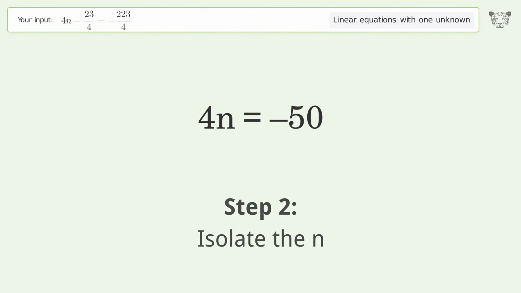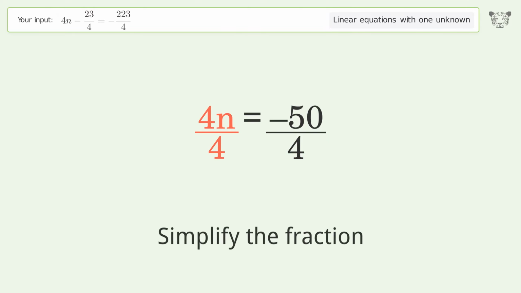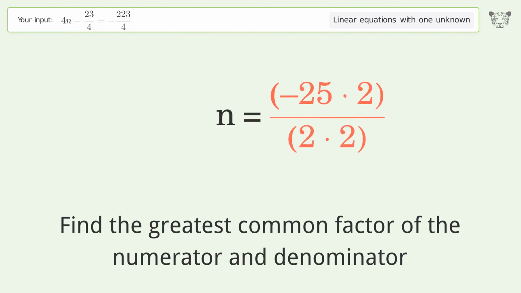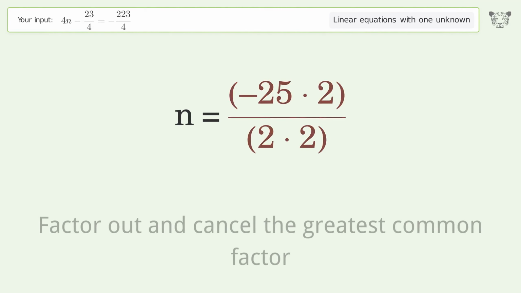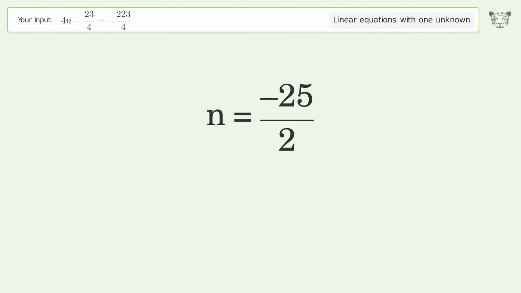Isolate the n. Divide both sides by 4. Simplify the fraction. Find the greatest common factor of the numerator and denominator. Factor out and cancel the greatest common factor. And so the final result is n equals -25/2.